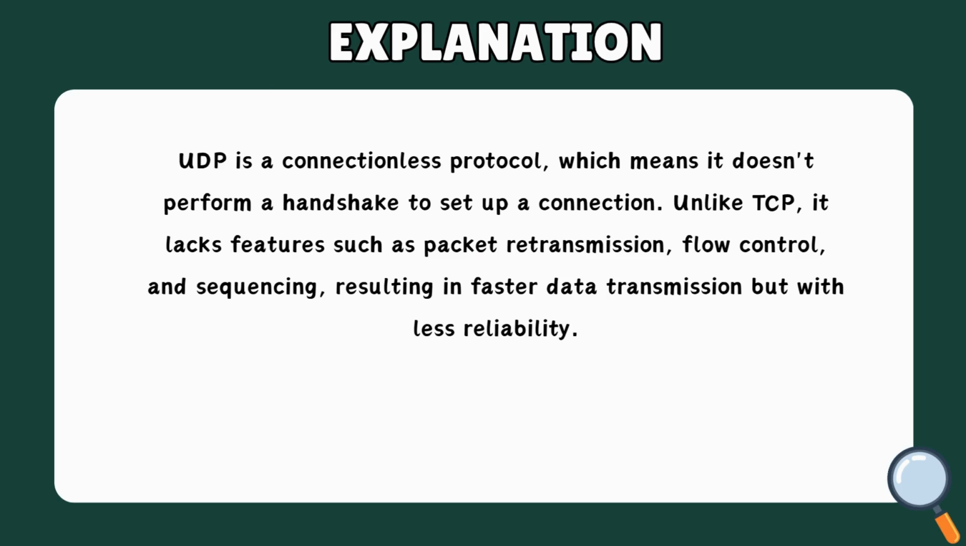UDP is a connectionless protocol, which means it doesn't perform a handshake to set up a connection. Unlike TCP, it lacks features such as packet retransmission, flow control, and sequencing, resulting in faster data transmission but with less reliability.